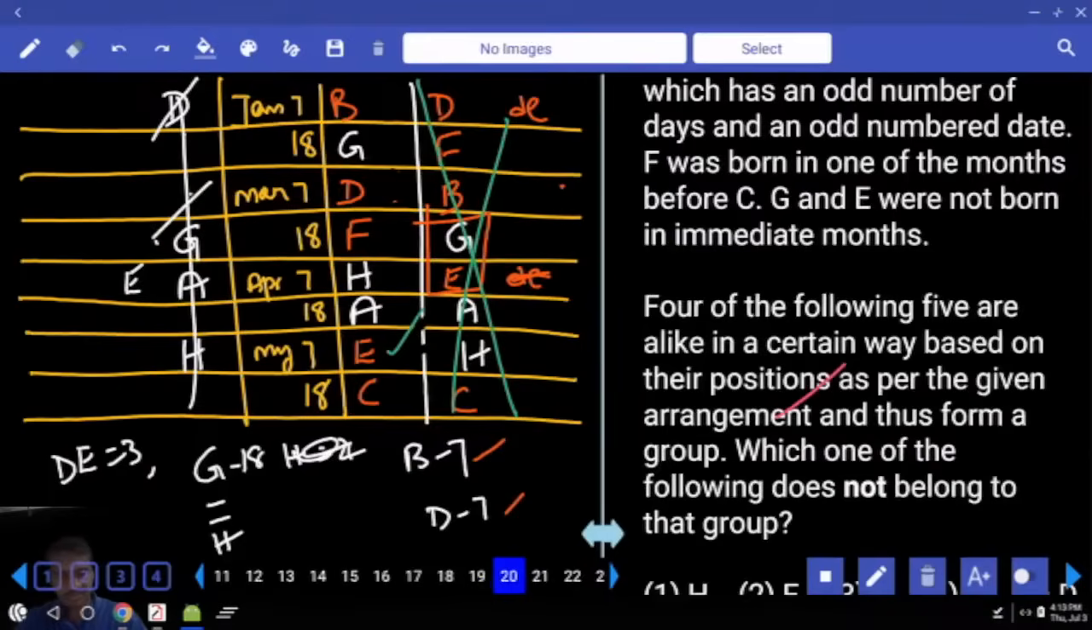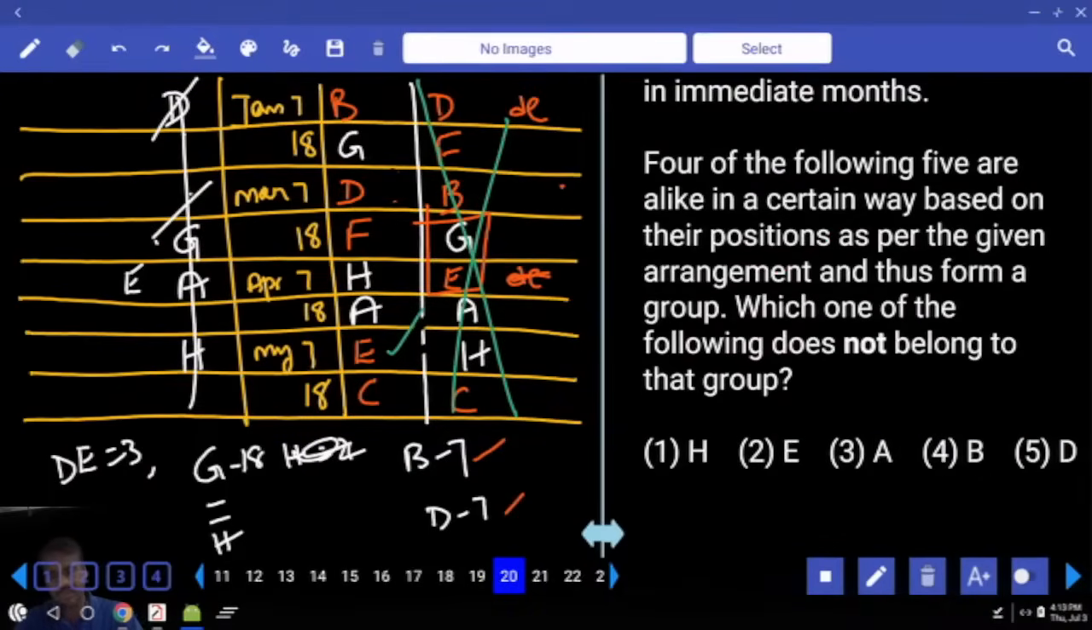Then next one, 20th, odd one out. HEABD. Now H was born on 7th, and E was born on 7th, and A was born on 18. Now B was born on 7, D was born on 7, except A. All the remaining persons were born on 7. Choice 3, question number 20.